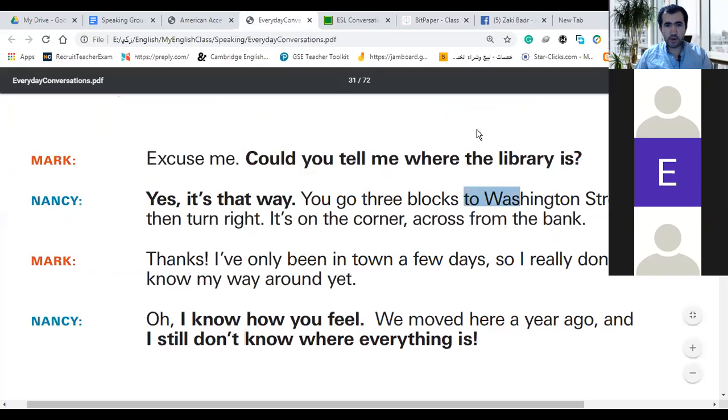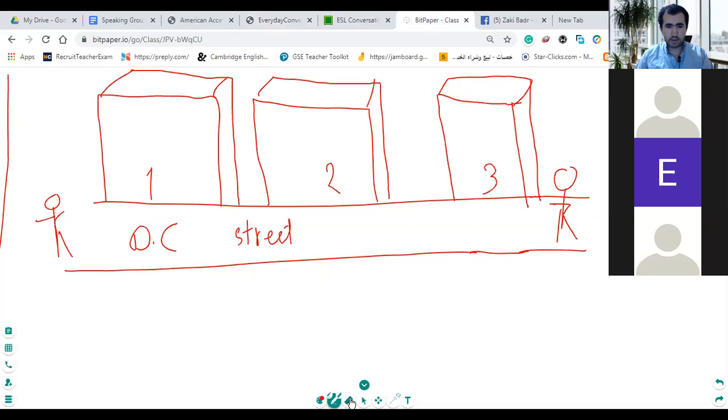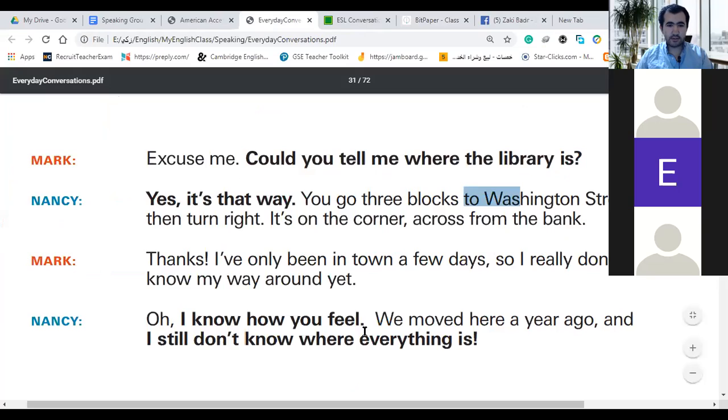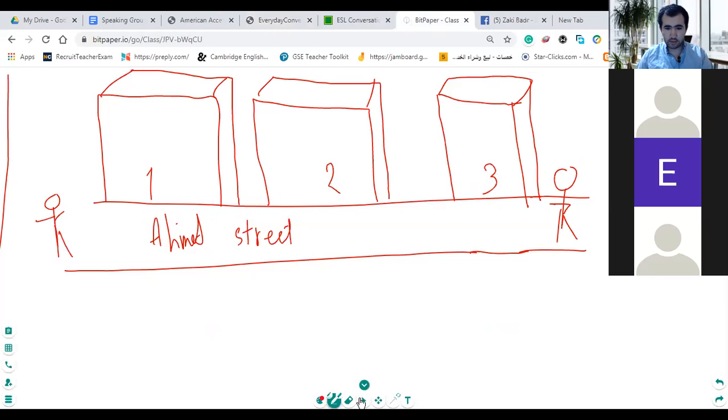To Washington Street. So he's not on Washington Street actually. He's on another street. When he goes 3 blocks, he'll be on Washington Street. So let's say this is like Ahmed Street, whatever. After 3 blocks, he will get to Washington Street. Then turn right. This is left, this is right. He's going to turn right. This is Washington. Turning right.